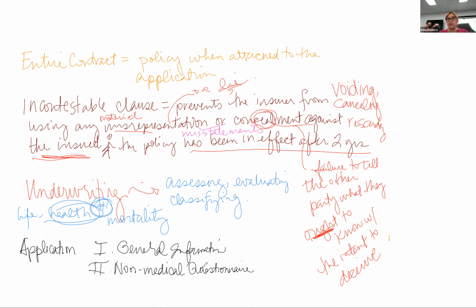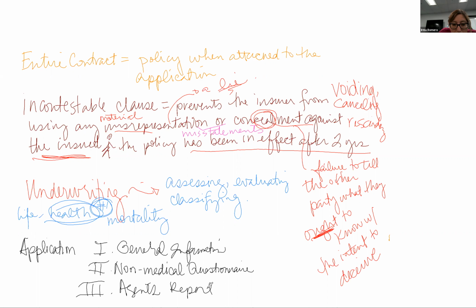So a non-medical questionnaire may be used to determine whether or not further medical underwriting or a medical exam is necessary. What I just said is something that you may see on the exam. It says something like, what is the purpose of the non-medical questionnaire? Or according to a non-medical questionnaire, which of the following is true? And what's true is that how they answer the questions will determine whether or not a medical exam is necessary. All right. And then number 3 is the agent's report.